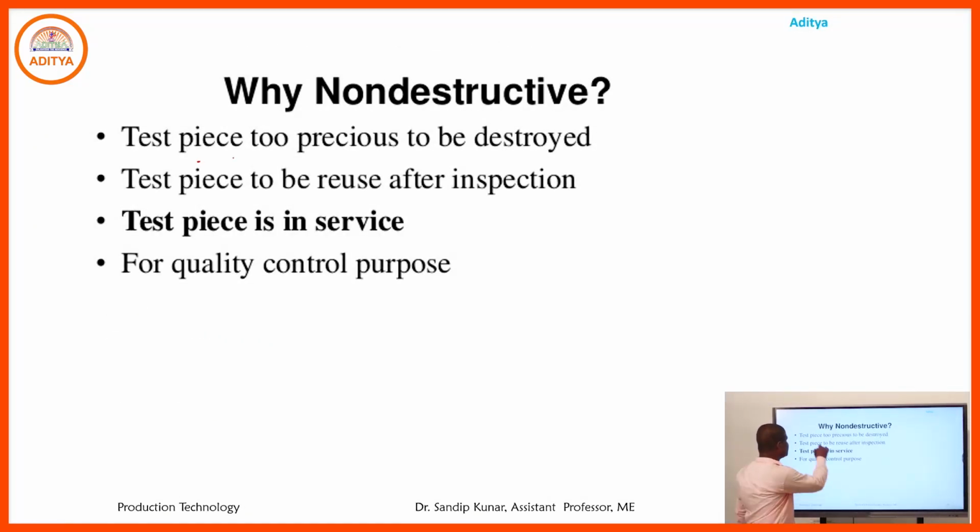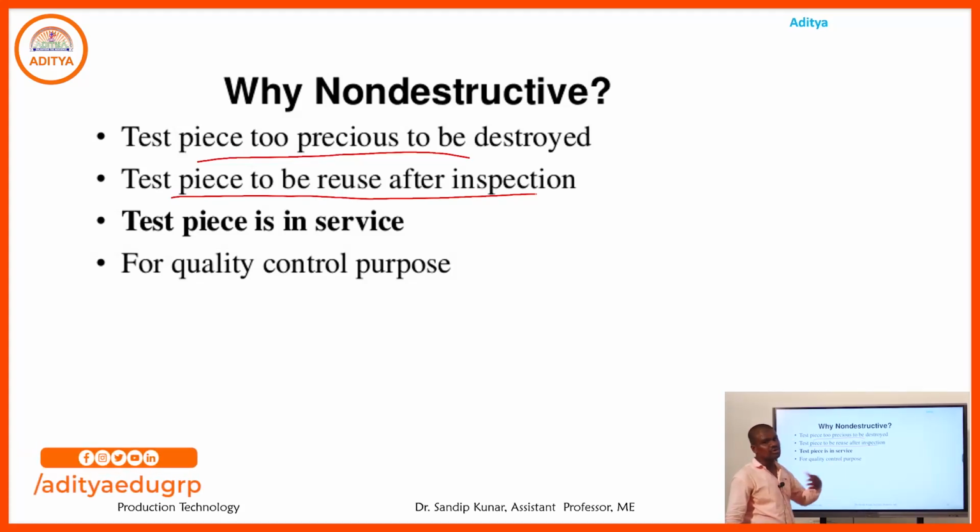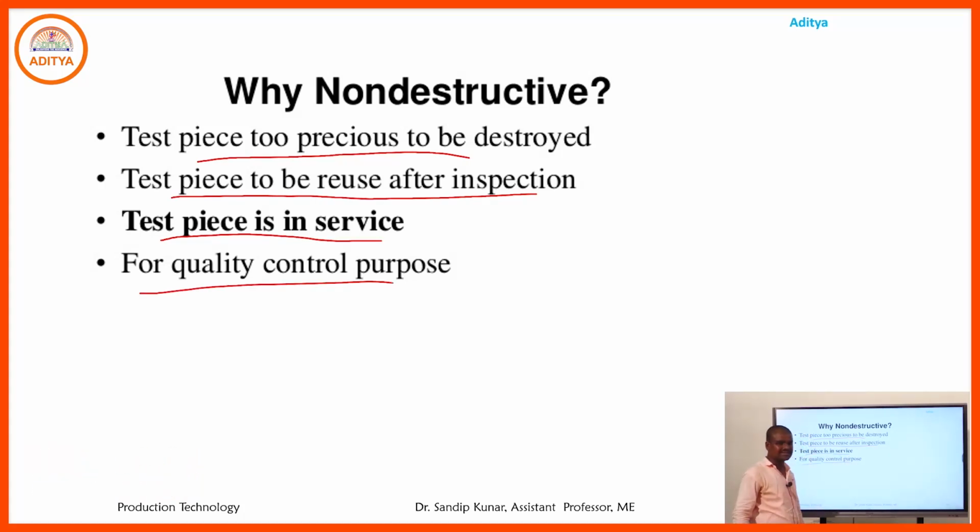Why non-destructive? Because test pieces are too precious to be destroyed. All the welding joints and all the test pieces are precious. If we decide the quality of a weld joint using non-destructive testing, that is very good, because we do not destroy the welding joints. Test pieces can be reused after inspection. If we do not damage the test pieces, they can be reused. Also, test pieces remain in service for quality control purposes. For those reasons we use non-destructive methods.